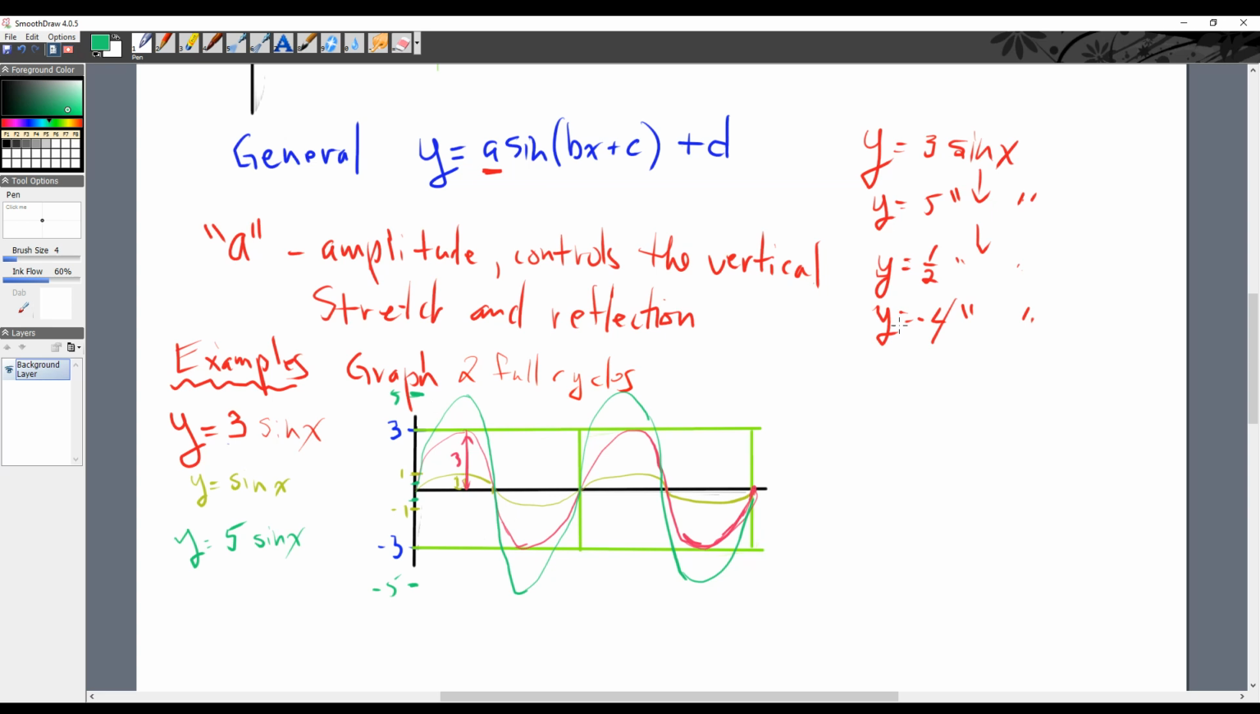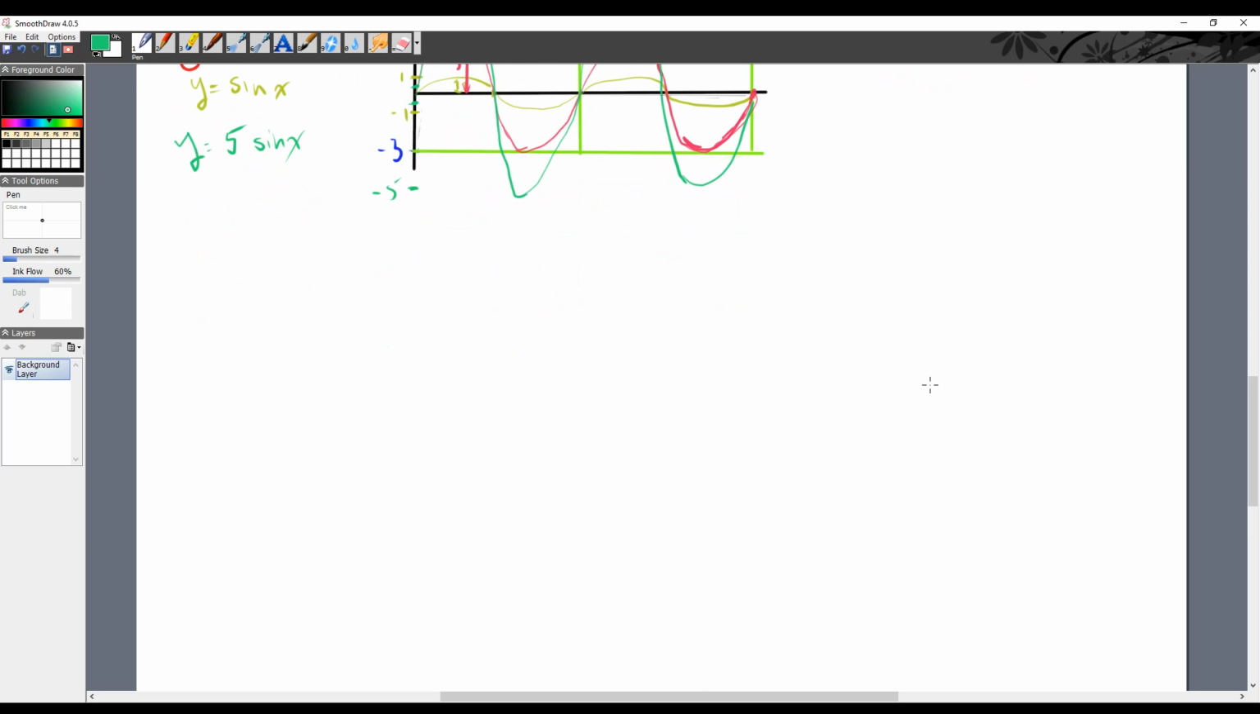Now, in the event that we get an A value that is negative, I'm going to do this as a separate graph. So if we had y equals -4 sine of x, and we want to graph that, what we're going to do is still put in the axes.